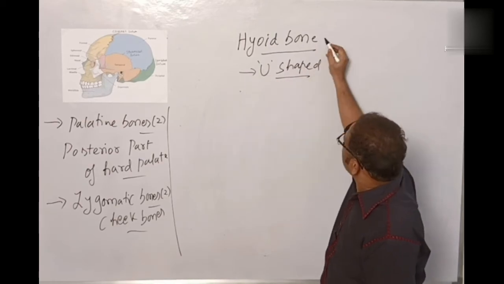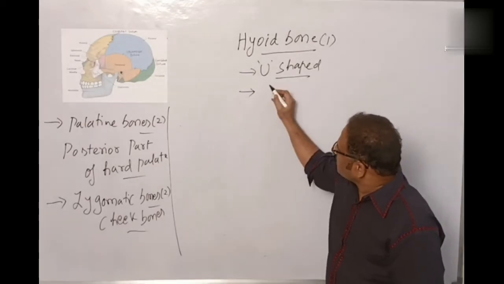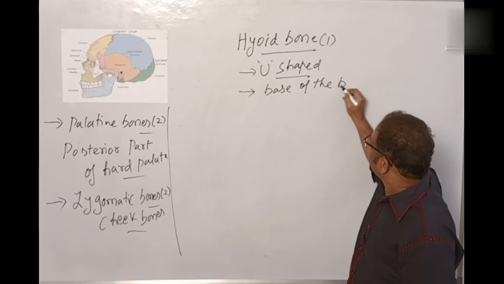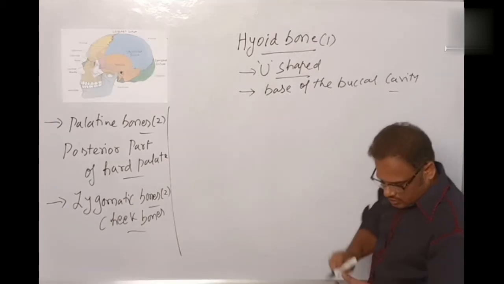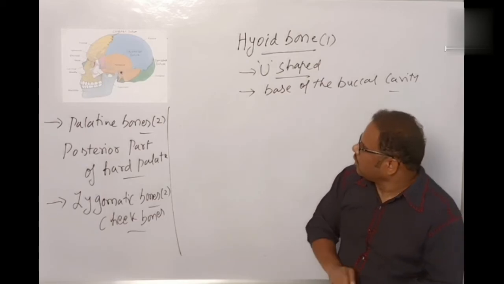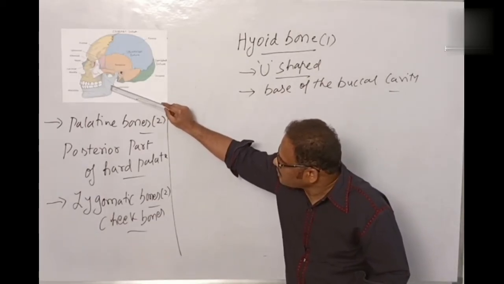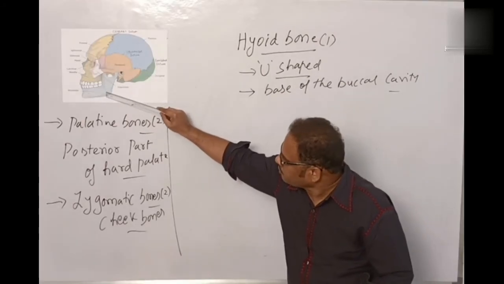It's also a single bone, bacho. Single bone. Okay, and it is present at the base of the buccal cavity, mouth cavity. See here, almost here is the hyoid bone. It's given in NCERT also, diagram. Here is the hyoid bone.